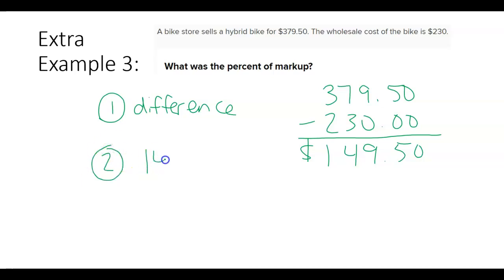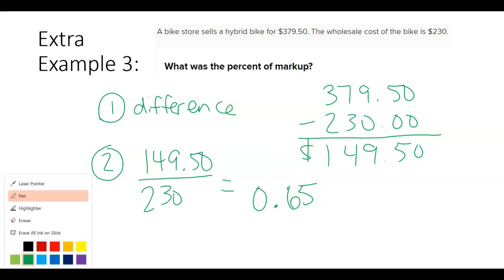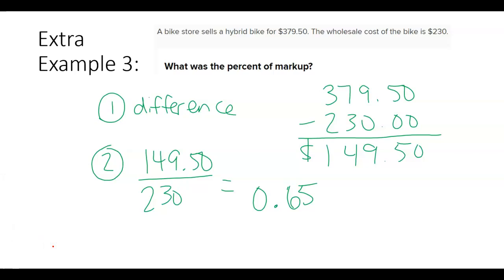And then we're going to take that difference and divide by our original or wholesale price, which is $230. So it's always difference over the original, or in the case of markup, the wholesale price. And if we do this, we get 0.65. So again, changing our decimal to a percent, we move the decimal point two places to the right, and this gives us 65%.